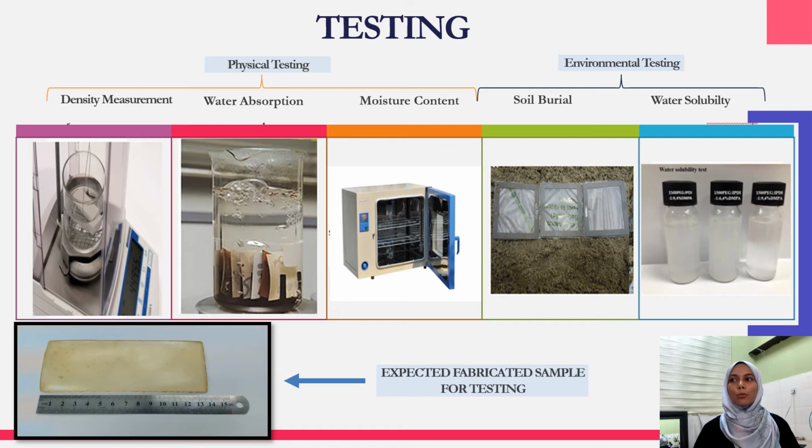Next, for the moisture content, the sample is weighed and heated at 105 degrees Celsius for 24 hours in the oven, and then the moisture is calculated by the final weight minus initial weight over the initial weight times 100%.